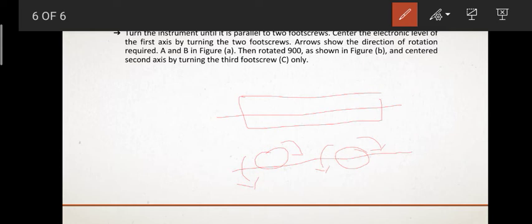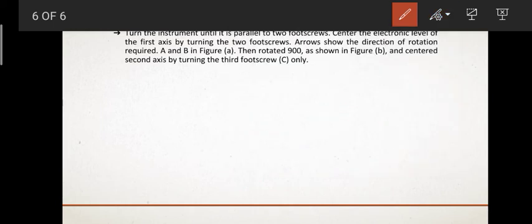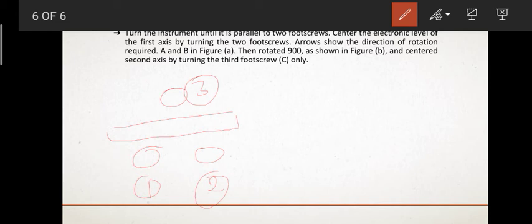Once this is done, now you're going to use the third screw. Actually, you have three foot screws. In the first case, you made the telescope parallel to two foot screws, that is 1 and 2. This is your 3. Now what you're going to do is make the telescope perpendicular to the third foot screw. Now again turn the foot screw either clockwise or anti-clockwise.